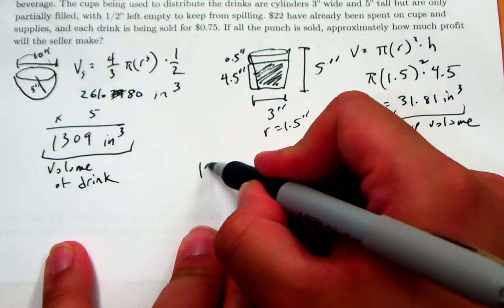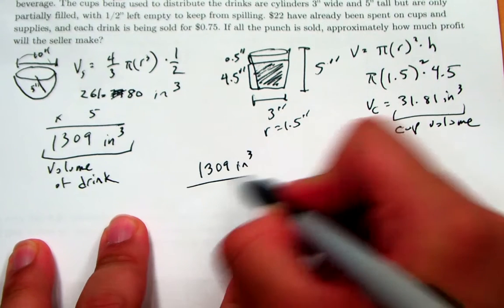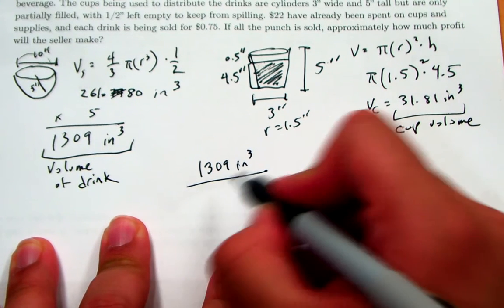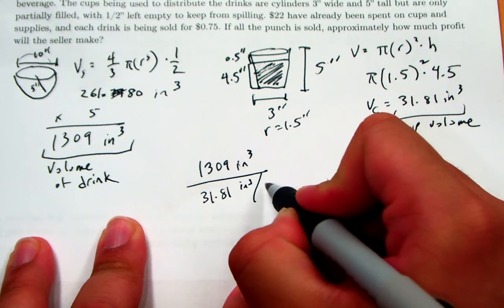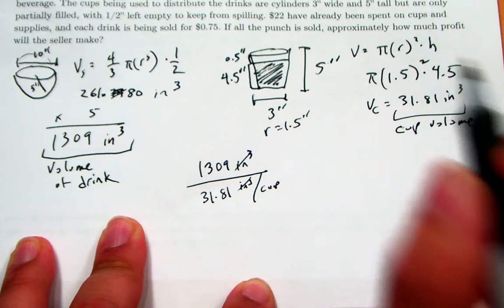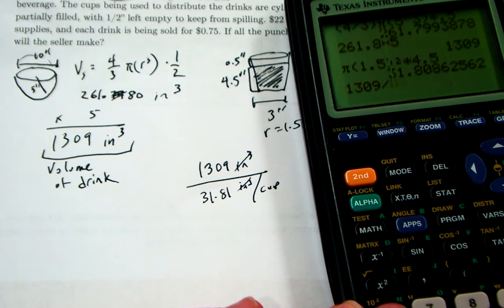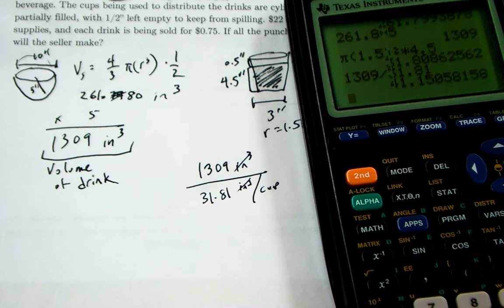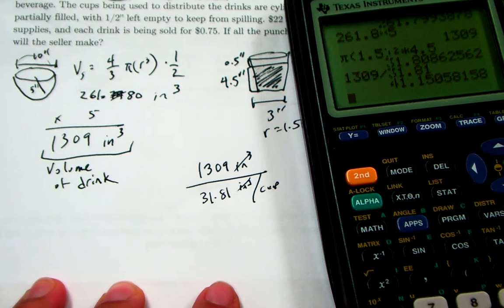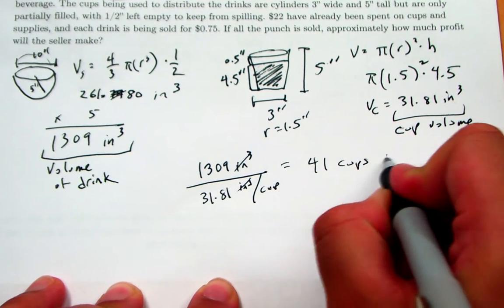So if I divide those numbers, I should get the number of cups that I can actually sell that night. So 1309 cubic inches divided by 31.81 cubic inches per cup should give me the number of cups. Looks like I can sell 41 full cups. I don't have quite enough for 42. So we have 41 cups to sell.